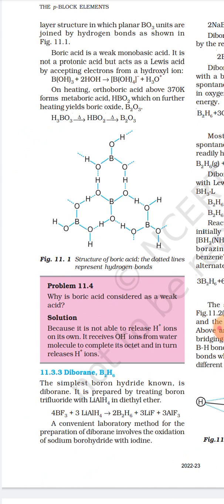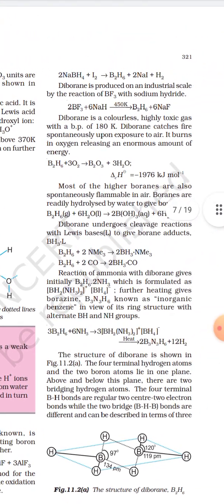Diborane. The simplest boron hydride known is diborane. It is prepared by treating boron trifluoride with lithium aluminium hydride in diethyl ether. A convenient laboratory method for the preparation of diborane involves the oxidation of sodium borohydride with iodine.